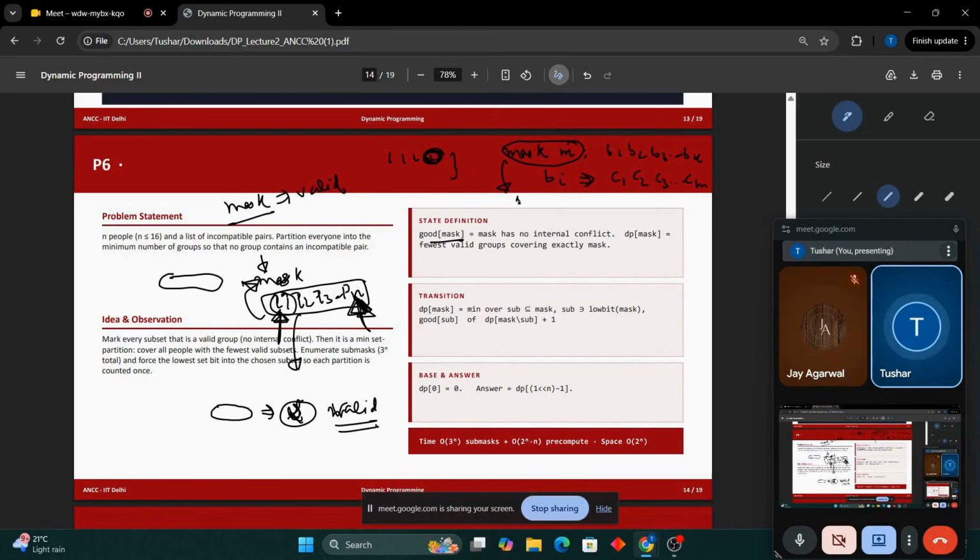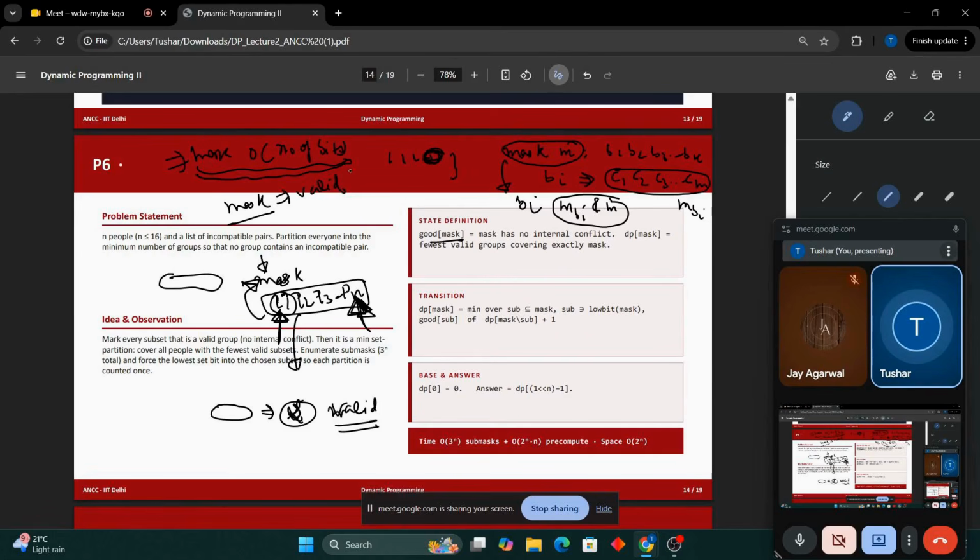So for each BI, we have this mask, say MBI. If MBI and M have any bit in common, then this mask is not valid, right? Otherwise, this mask is valid. So for each mask, we can do this in big O of number of bits to check. This also does not need a precomputation, we can just do it on the go.